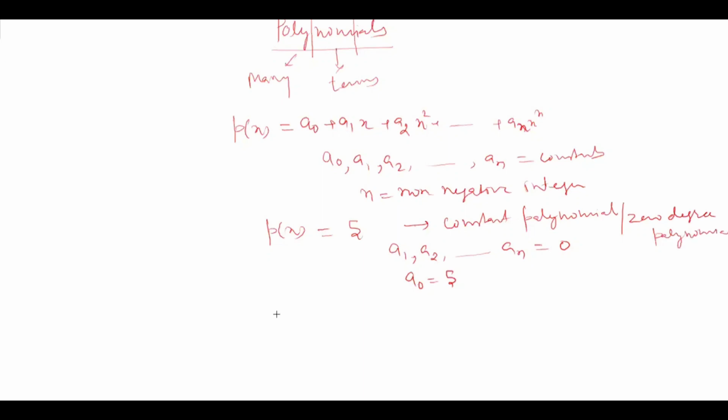Now there can be another example. Let's say I will have 5 itself, and then I will have 2x.